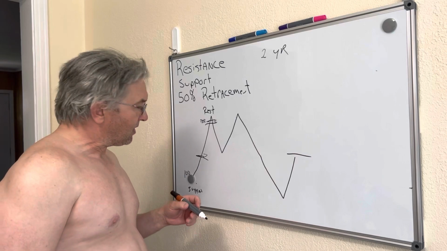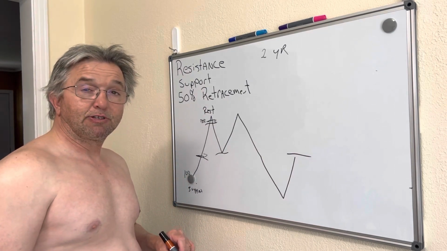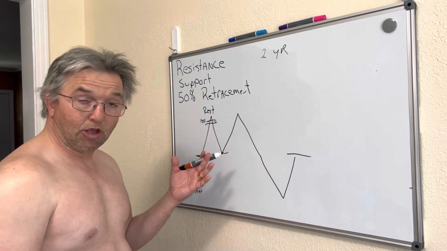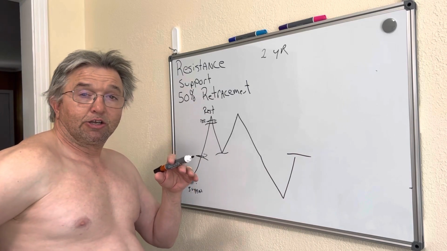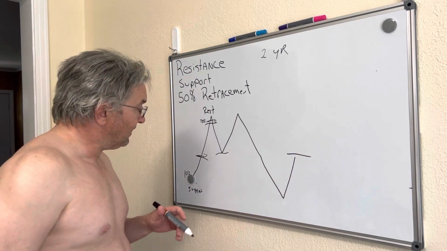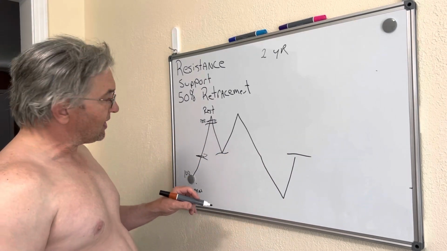So a few months down the road comes along and boom, here we are at our 50% retracement. A lot of times it'll reverse and go back up. I mean, you can look at charts for forever and see for yourself. And a lot of times it'll go back down too. So here we go, 50% retracement.